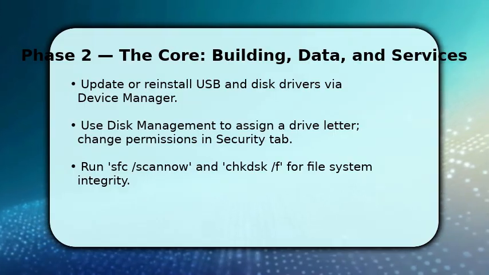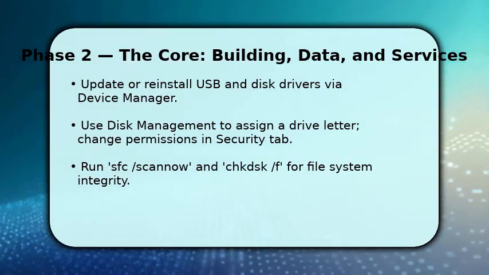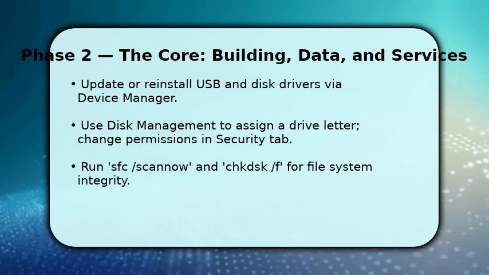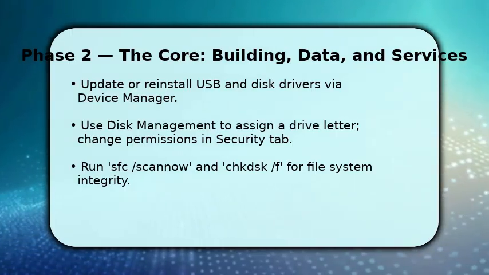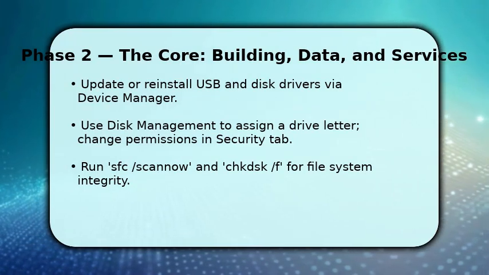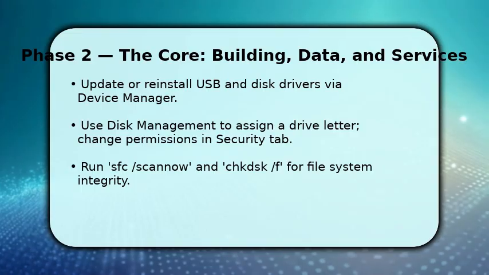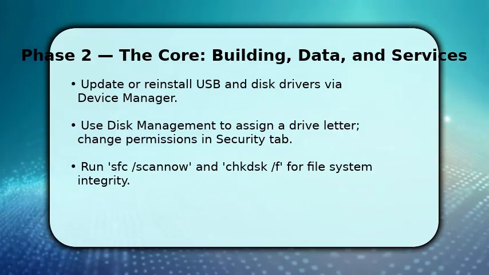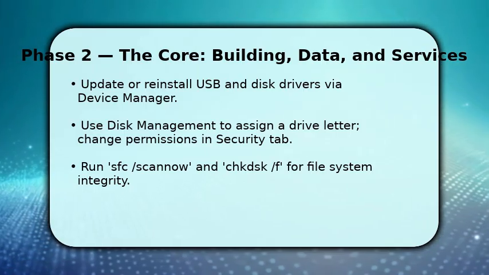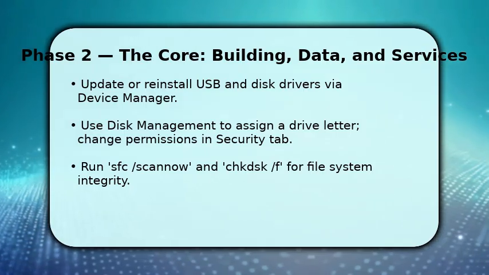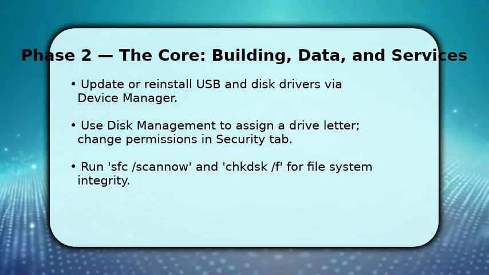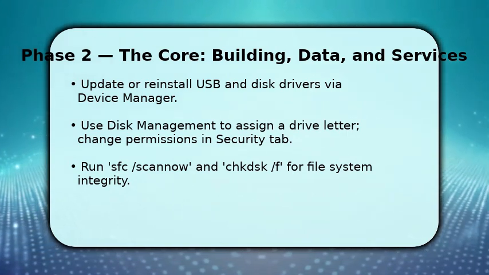First, in Device Manager update or uninstall and reinstall USB controllers and the specific disk driver, restart after changes. Then open Disk Management to assign or change a drive letter because Windows sometimes blocks access without one. Make sure to adjust Security tab permissions, add your user, and grant full control. Finally, run system checks, sfc /scannow and chkdsk /f, to repair file system errors that can block access.